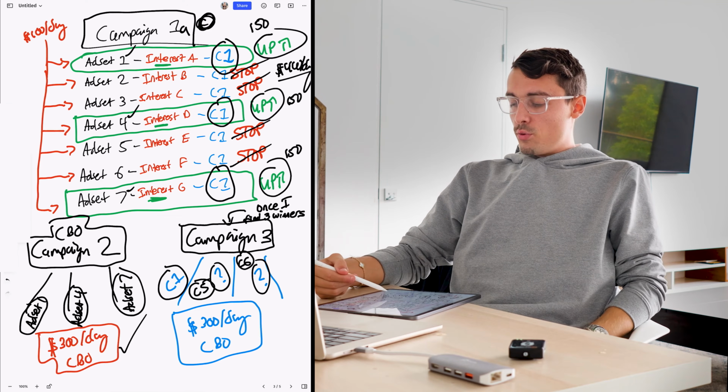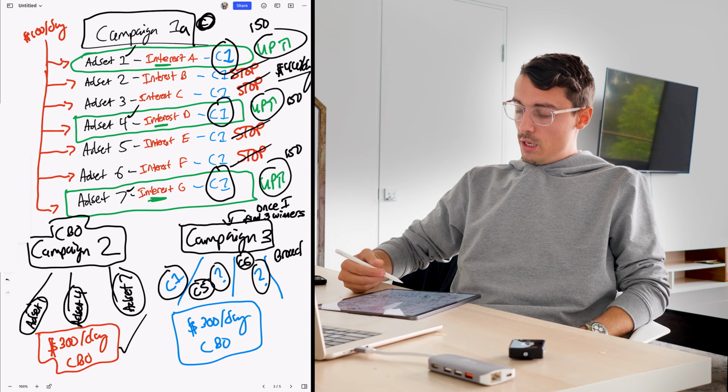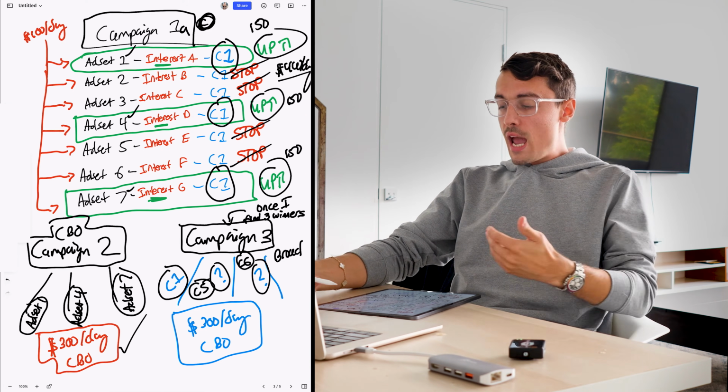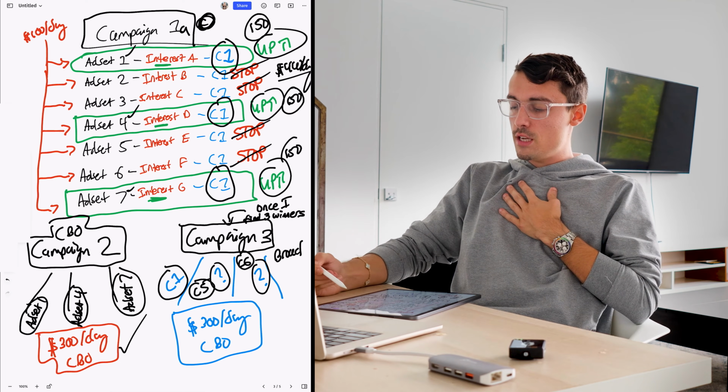So now I'm going to find those 3 winning creatives, and I'm just going to go broad on these ad sets. And I'm going to put this at $300 a day. Now, while this is happening, guys, look at this. 150, we have 150 here, 150 here, 150 here. That's 450.